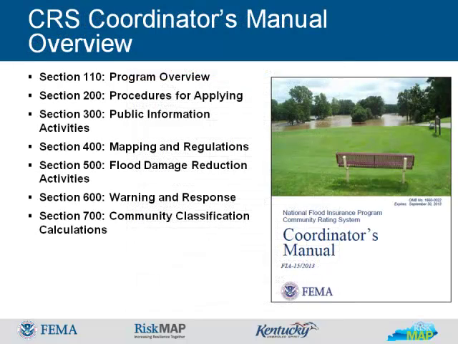There are 7 sections in the CRS Coordinator's Manual. Section 110 is a program overview. Section 200 are the procedures for applying. Section 300 are public information activities. Section 400 contains mapping and regulations. Section 500 outlines flood damage reduction activities. Section 600 covers warning and response. And Section 700 includes community classification calculations.